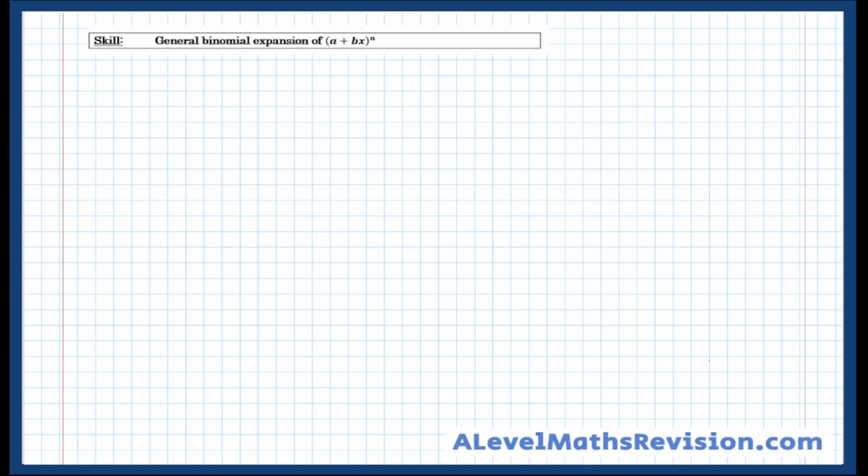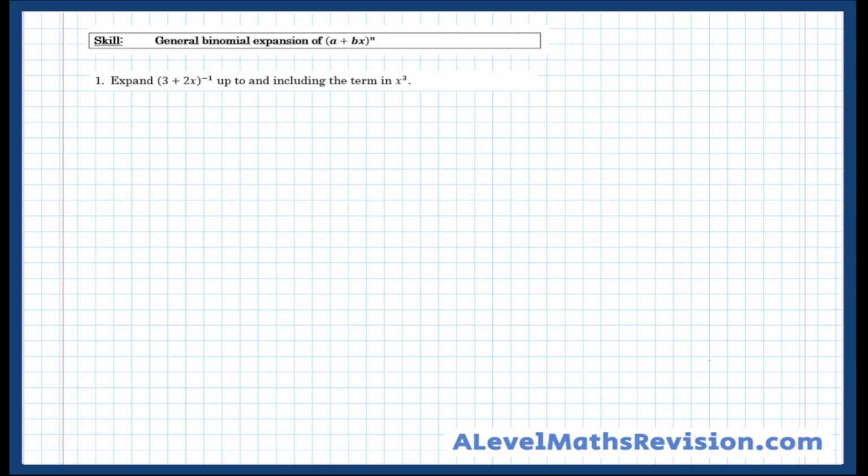Right, we've already looked at the general binomial expansion of (1 + bx)^n, but the formula that you were introduced to only works when the number at the front of the bracket is 1. So what we're about to do is go through an example of the general binomial expansion where the number at the front of the bracket isn't 1, where it's a general number. Let's call it a. So here's such an example. Expand (3 + 2x)^-1.